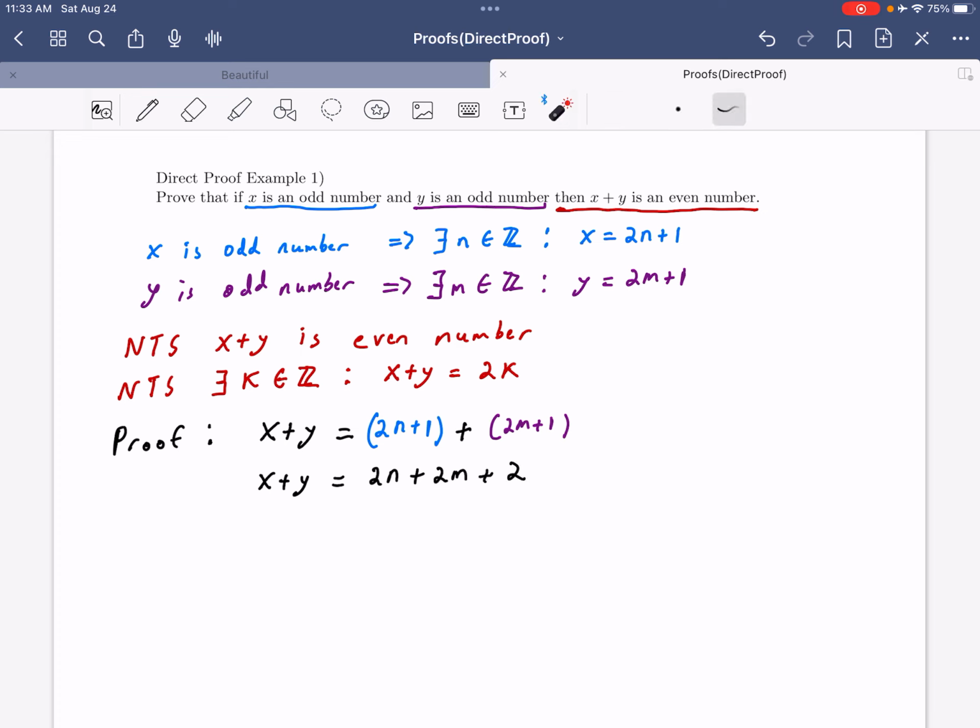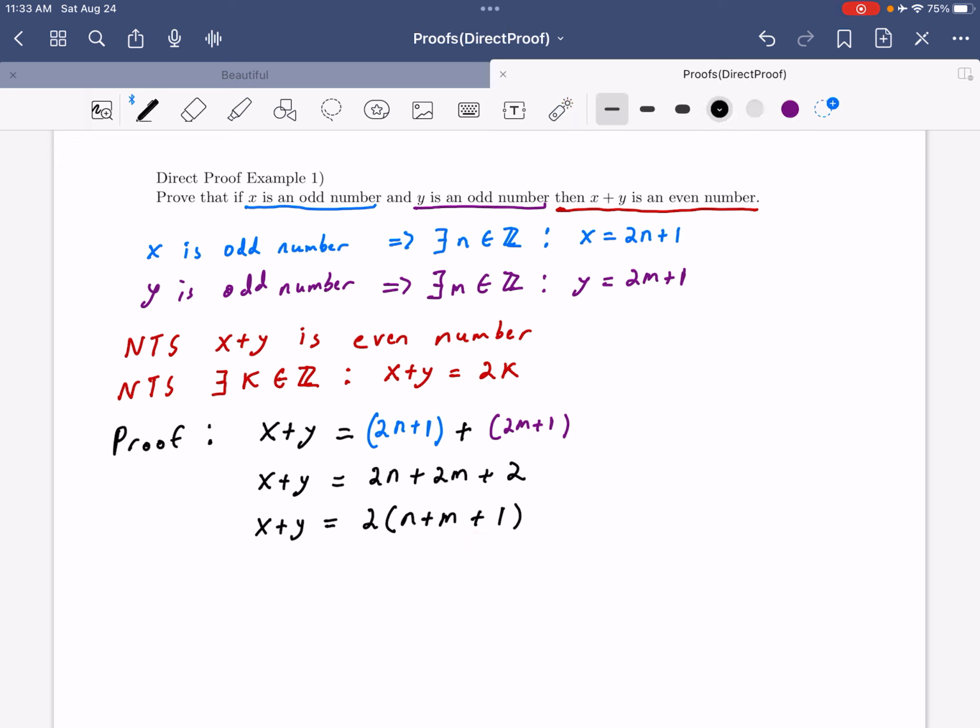Okay. Our goal is to reach something that looks like this, where it's 2 times an integer. Well, notice that everything here has a factor of 2, so we can do a little factoring, again a mathematical operation, to take a step forward. So we can say x plus y is 2 times (n plus m plus 1) when we do that factorization. All right, now we're basically done because we just need to recognize that n is an integer, m is an integer, and that adding 1 is going to keep it an integer.